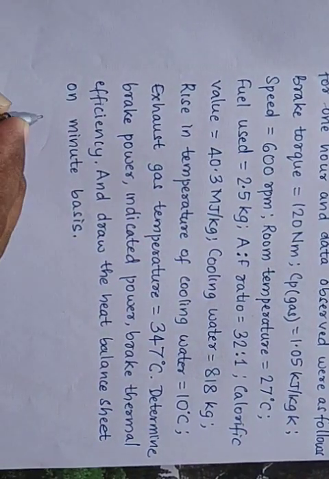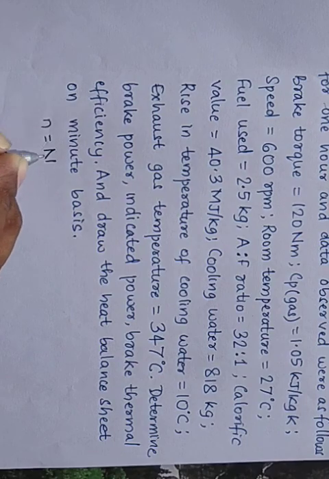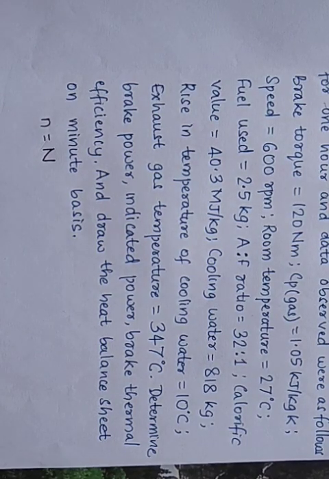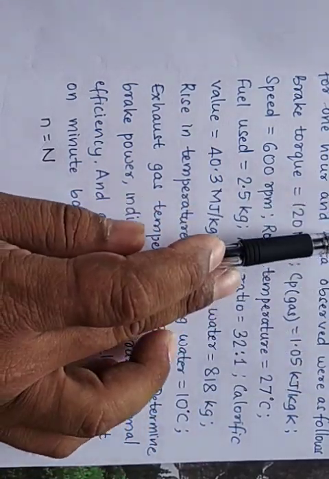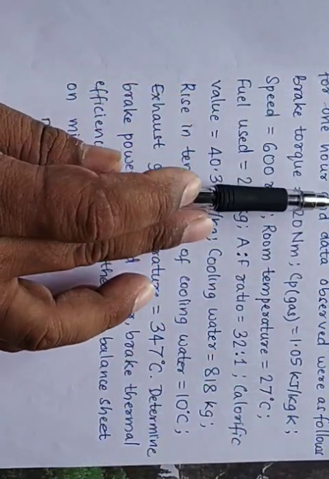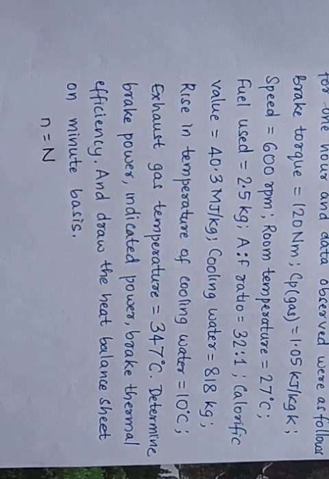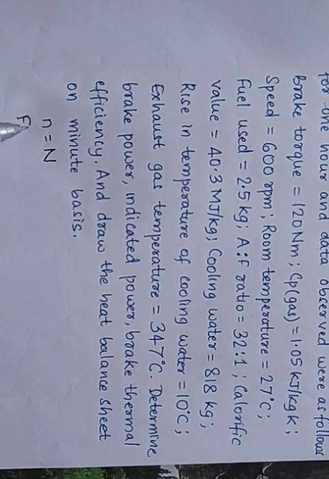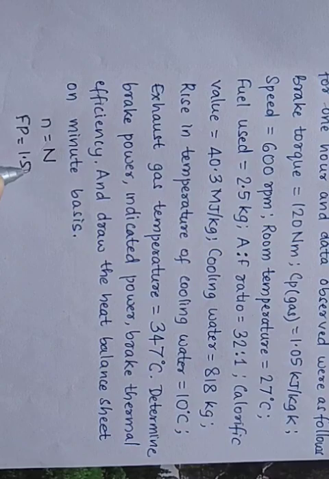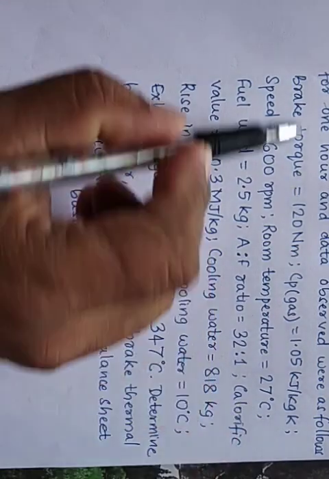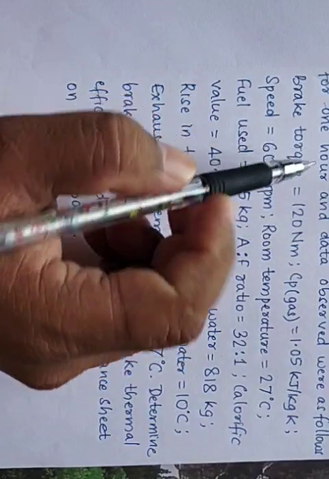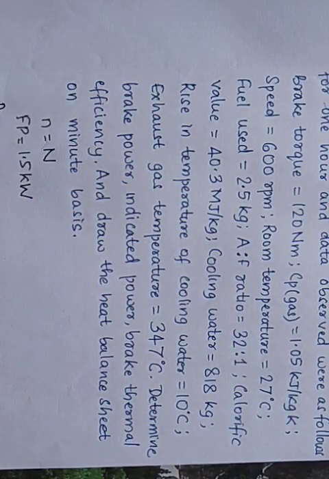So I can write first initially small n is equal to capital N because it is for a two-stroke engine. Then he has given diesel engine was motored when reading was 1.5 kilowatt. So he has given us the frictional power FP. FP is 1.5 kilowatt. The test is conducted for 1 hour duration. So I will write duration equal to 1 hour.